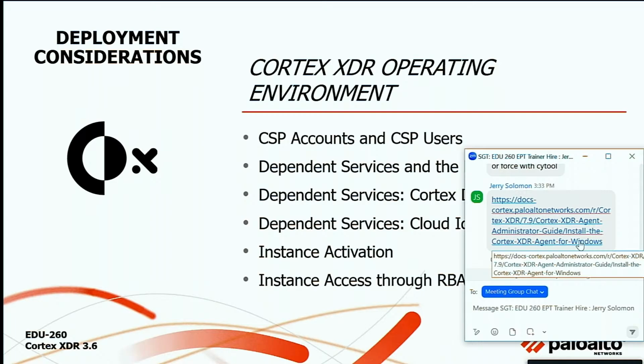And let's do the last module. Just a bit of a wind down. We're going to talk about some things we've already discussed, but this will put it all into perspective. We're going to understand more about our deployment considerations, talk more about the Cortex XDR operating environment. Once again, we'll review the role of the CSP account and a CSP user to provide authorization to an XDR instance by assigning a role to a CSP user. We'll also go through dependent services. So Cortex XDR has what we call dependent services. We manage them from the hub. The hub is apps.paloaltonetworks.com. One of the dependent services is our Cortex Data Lake.